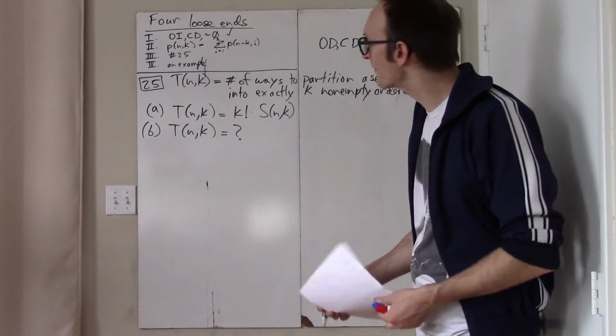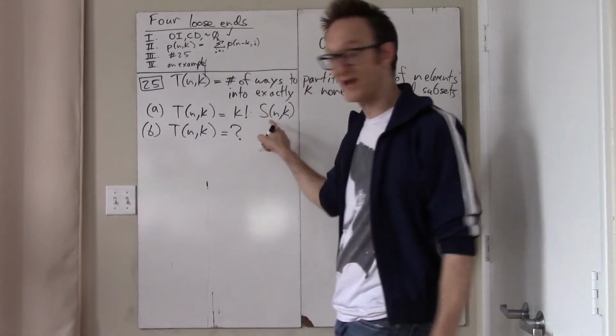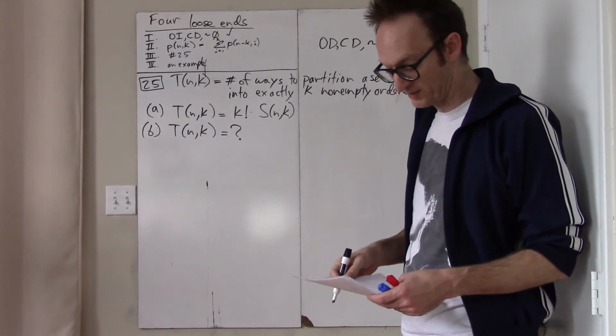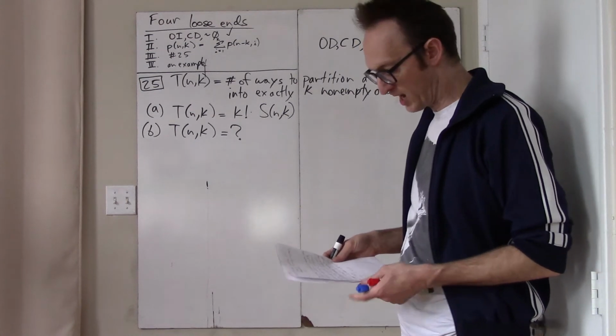So it was a little bit of a lie when I said there's no closed form expression for the Stirling numbers of the second kind. There in fact is. But it's sort of maybe advanced or something. Okay, so let's do this. I'm just gonna talk out a proof of T(n,k).